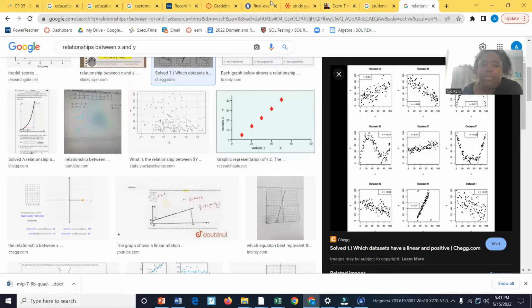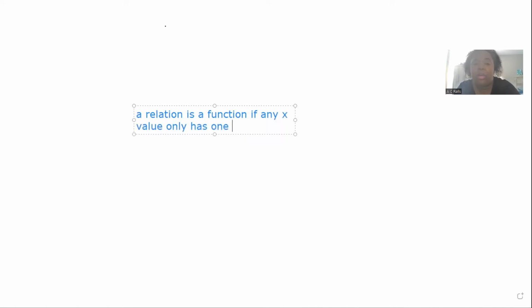So let's take a look. A relation is a function, I'll write it out. A relation is a function if any X value only has one Y value. That could be a little confusing.